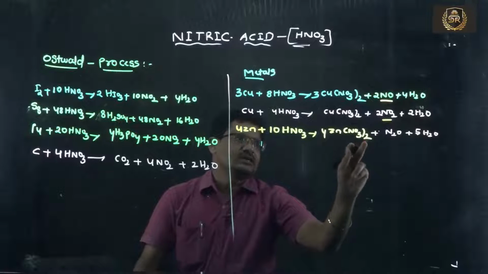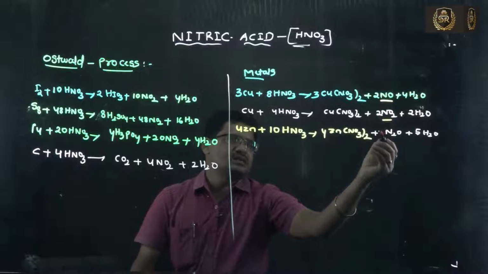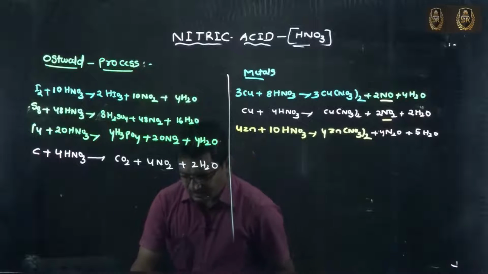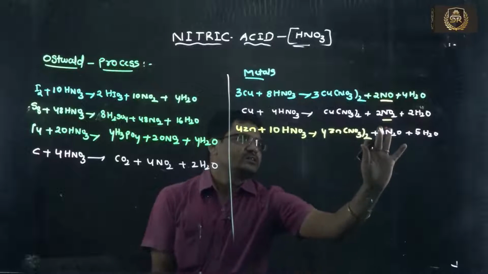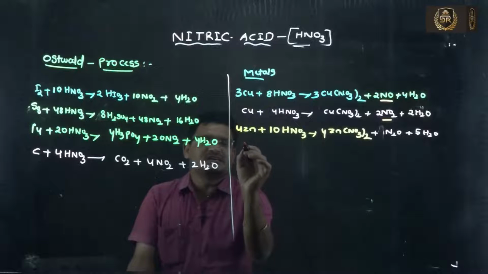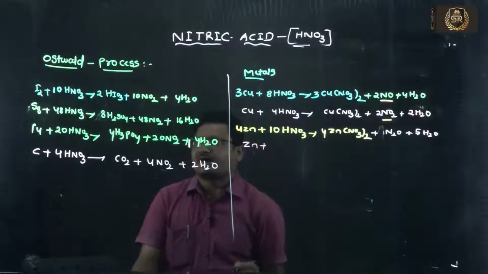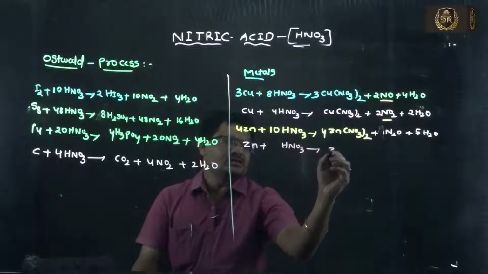So, here 2 already there, 2 nothing but how many less is there? That is why take 4 N2O. So, this is no needed for this one, now already 4, right. Next one, zinc reacts with HNO3, to get what happens?